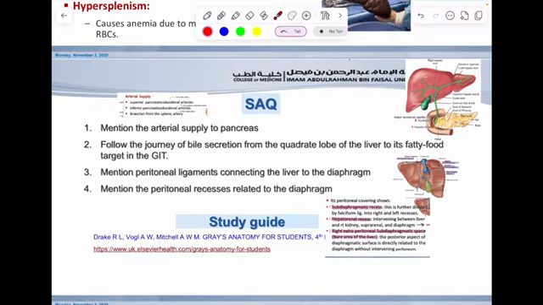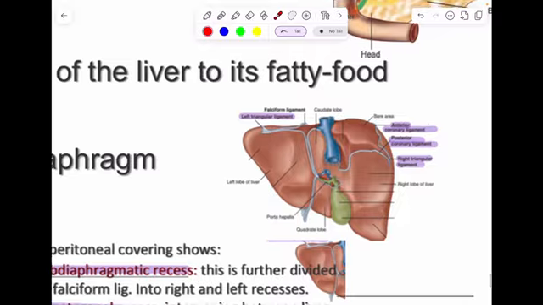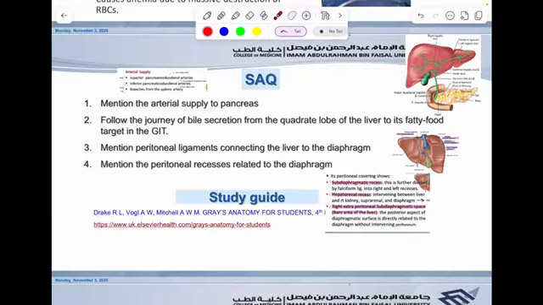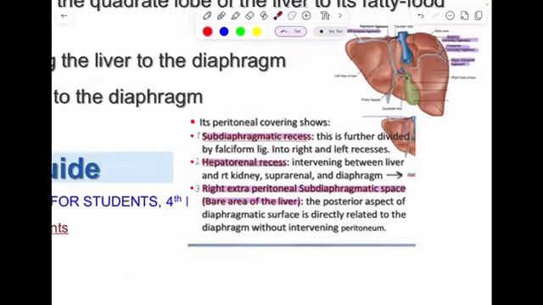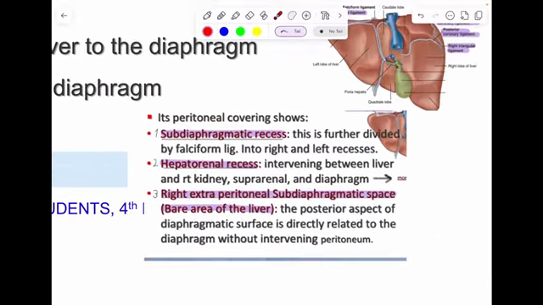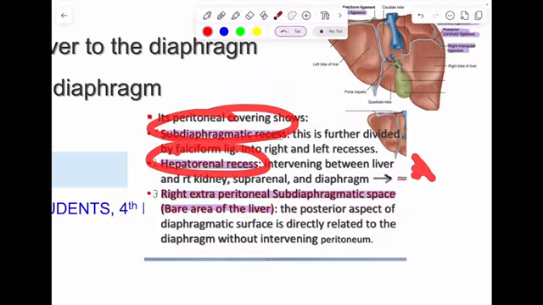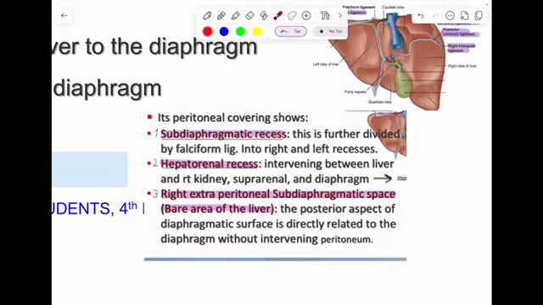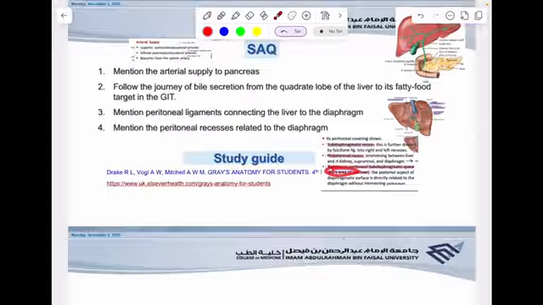بعدين the peritoneal ligaments connecting the liver to the diaphragm, عندنا the coronary ligaments as well as the triangular ligaments. بعدين بالنسبة لي the peritoneal recesses that are related to the diaphragm, اللي أخذناها بالبداية, all 3 of them. The subdiaphragmatic recess, the hepatorenal recess, this is the Morrison's pouch. وبعدين we have the right extraperitoneal subdiaphragmatic space, also known as the bare area of the liver.